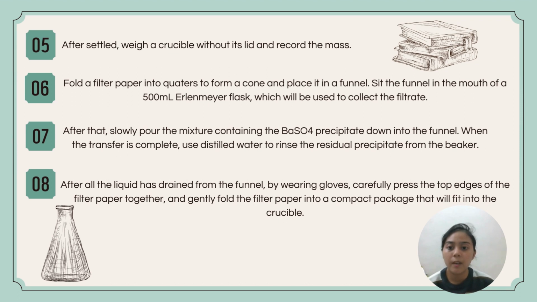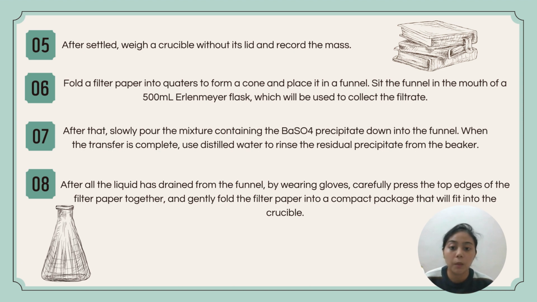Step number 5. After it has settled, weigh a crucible without its lid and record the mass. Step number 6. Fold a filter paper into quarters to form a cone and place it in a funnel. Seat the funnel in the mouth of a 500 ml Erlenmeyer flask, which will be used to collect the filtrate. After that, slowly pour the mixture containing the barium sulfate precipitate into the funnel.